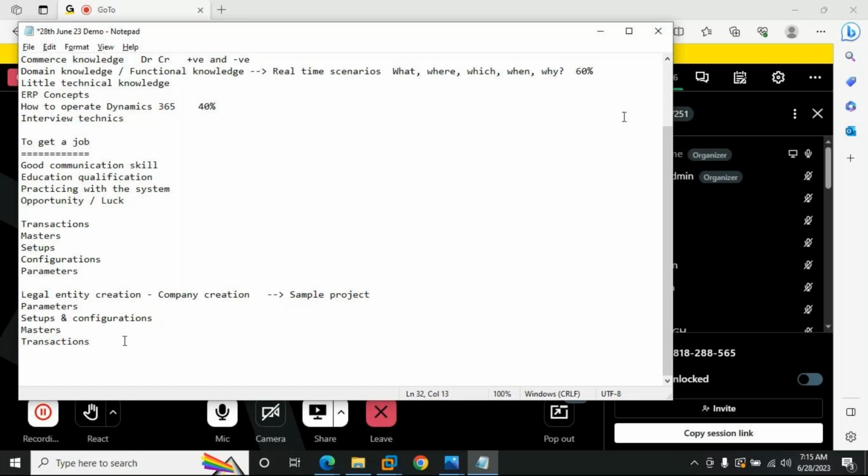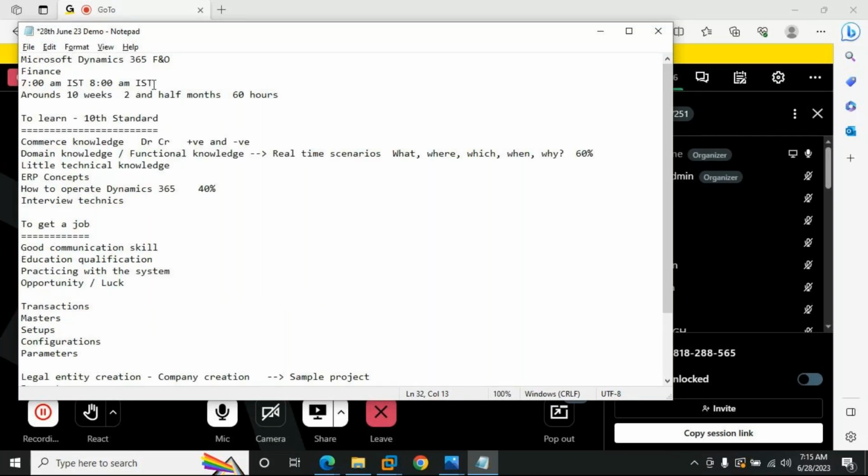As I told you, the timing is morning 7 to 8 a.m. IST, Indian Standard Time. Now in India it is 7:15. The course will be around 2.5 months, which is 10 weeks. In terms of hours, it is 50 hours actually. But for around 10 days, you need to join 6 to 8 a.m.